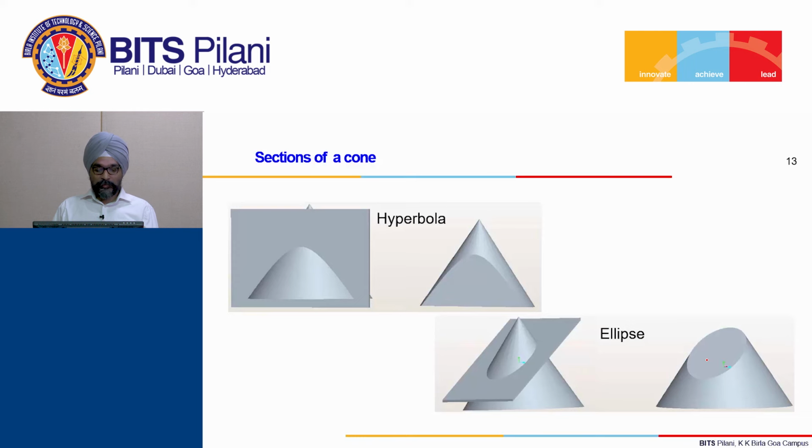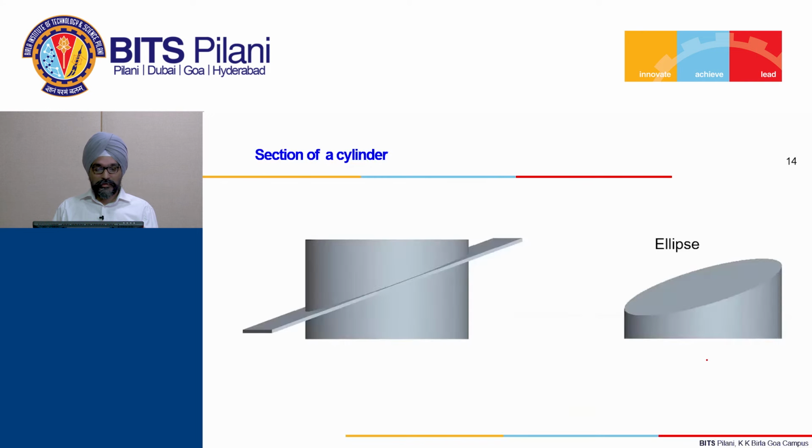Another view of the hyperbola has been shown. The ellipse from the cone has also been shown in another view. It is the same in the case of the cylinder, where the ellipse resulting from a section plane has been demonstrated. When a cone is cut by a vertical plane, you get a hyperbola like this. If the cone is cut from here, then you get the triangle. You can get a triangle from a cone.